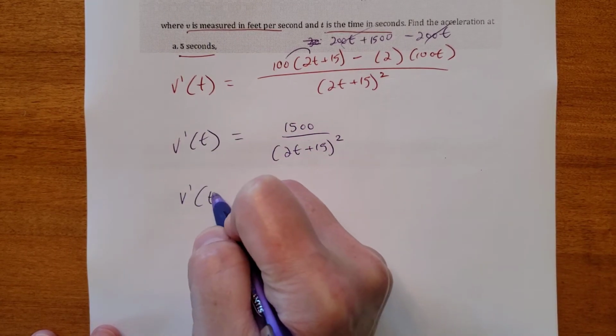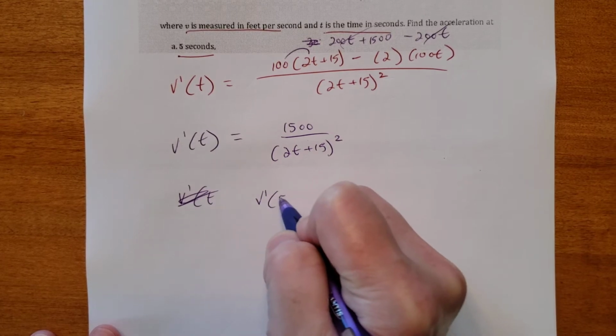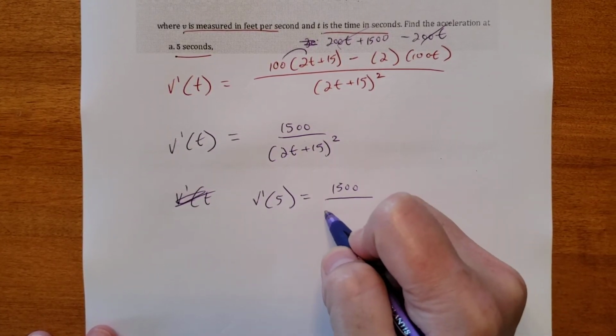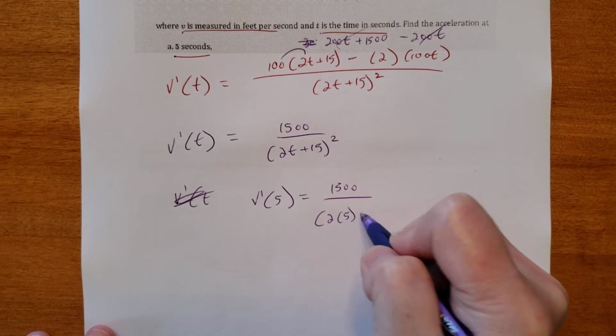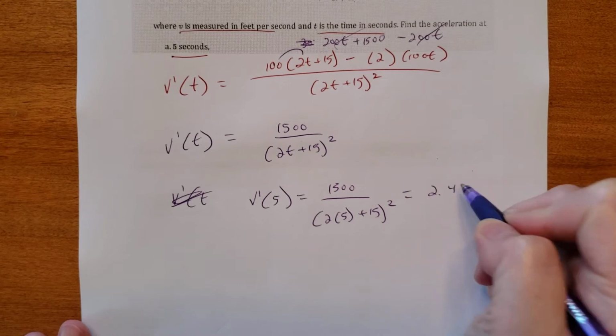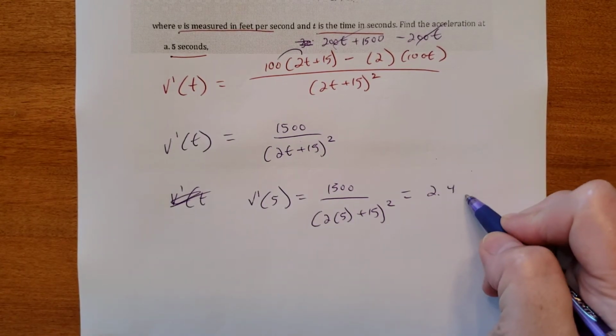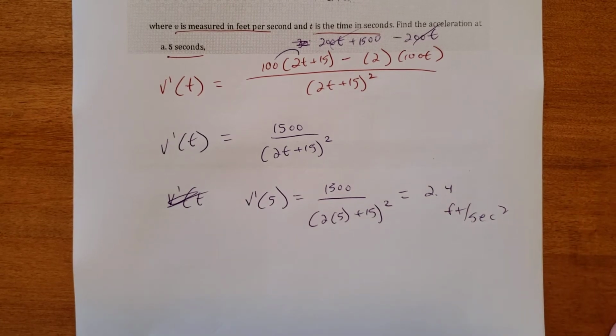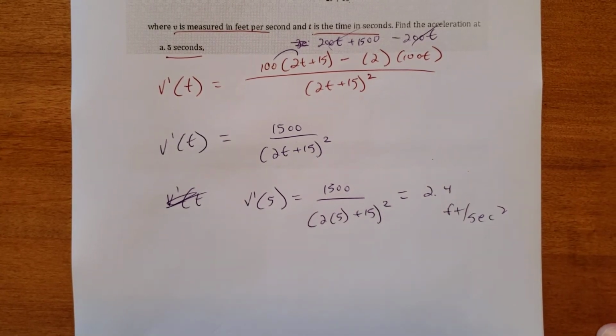So the acceleration at 5, plug in the number 5. So 1500 over (2 times 5 plus 15) squared should give us 2.5. I'm kind of scared. I think we should check that. So 2.4 feet per second squared. Let's check it. Let me get a calculator here.